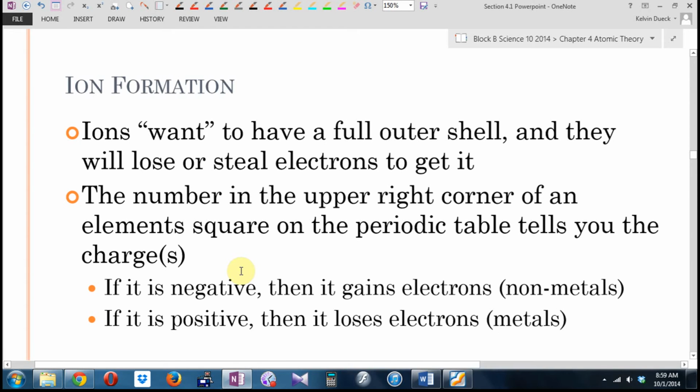So, if it's negative, then it gains electrons, and that's for the non-metals, the ones to the right of the staircase. Okay, you found where we are? Excellent. If it's positive, then it loses electrons, and that's for the metals. The metals are very willing to move and pass along electrons, which is why we use metals in wires for conductivity, because all electricity is moving electrons through long, thin tubes called wires.